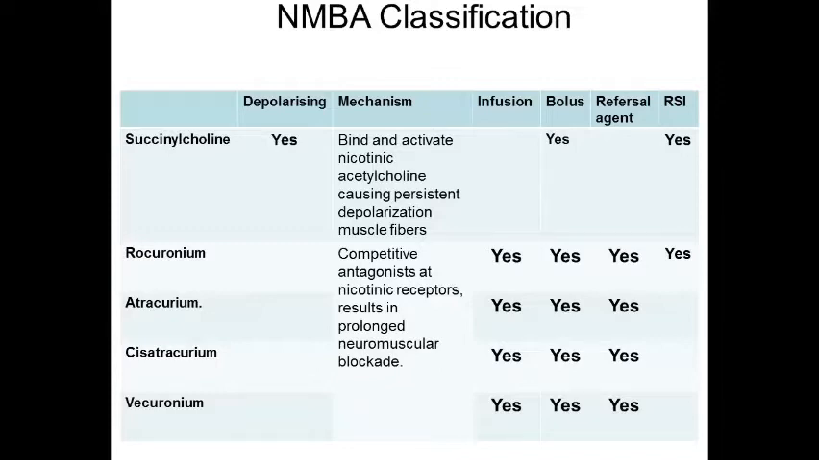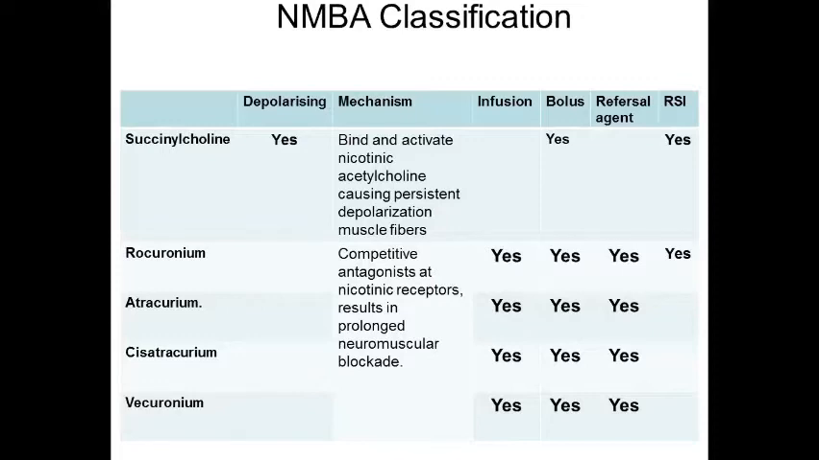Rocuronium, atracurium, cisatracurium, vecuronium, they are non-depolarizing and they are competitive. So they compete as antagonists to the nicotinic receptors, and this will result in the prolonged paralysis of the muscle. But they are competitive, so put this in mind. We'll come to this later on.